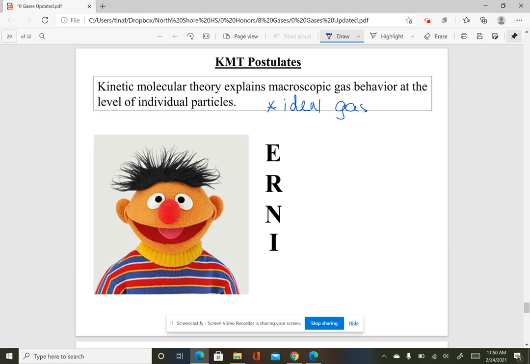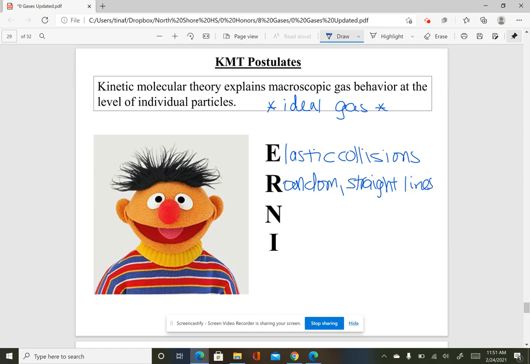So in perfect conditions, how do gas particles behave? So we use ERNI to remember these 4 things. E stands for elastic collisions. So when particles collide, instead of losing energy and eventually stopping motion, they just keep going and going and going. R stands for random straight lines. And you guys will see that in the animation tomorrow that I show you.